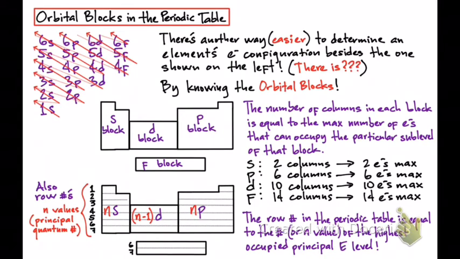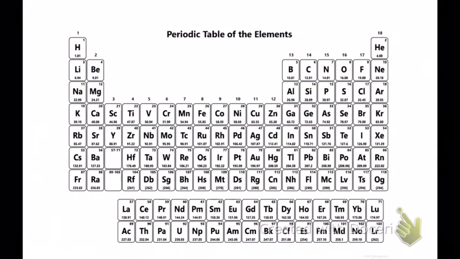And then once you hit the F block at the bottom, it becomes n minus 2. So that means that if your row number is 6, then you subtract 2 from 6, it becomes 4. So you have 4f, and then down below it is 5f, because 7 minus 2 is 5. All right, so let's look at an actual periodic table here and look at how we can use that technique to determine the electron configuration of any elements in the periodic table.